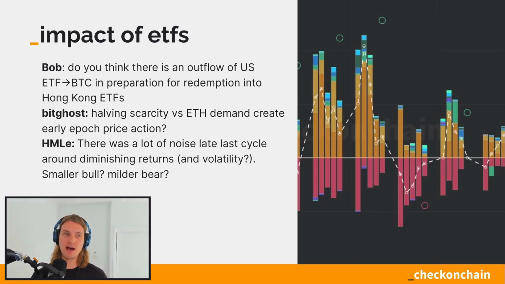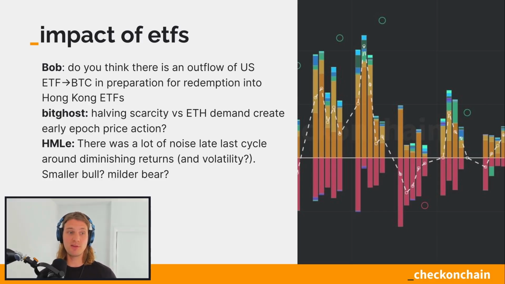There was another question about halving scarcity, and with these ETFs, are we likely to get early epoch price action? I'll actually show you a chart to try and describe this. I don't think we're going to get 2013 price action. I think that's probably a thing for the past. Bitcoin is just much bigger, but we'll touch on that in a couple of charts.